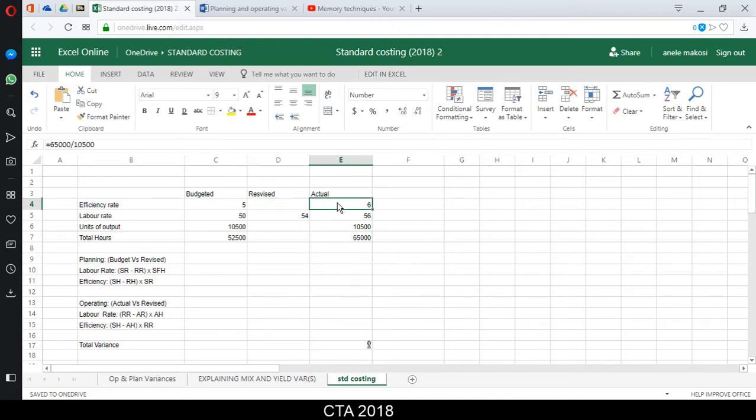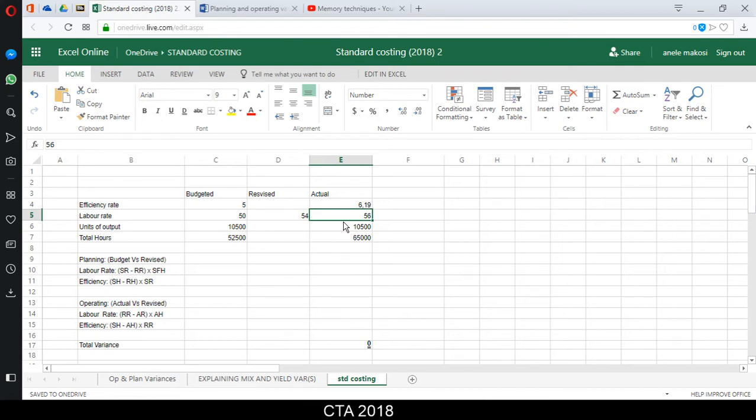So the actual, we took the 65,000 and divided by the 10,500 units, and we got 6. To be precise, it's going to be 6.19. Now we have a labor rate here. Under the standard we have 50. The revised rate now is going to be 50 multiplied by 1.08, or 108 over 100. We get 54 rand, and then the actual is 56.